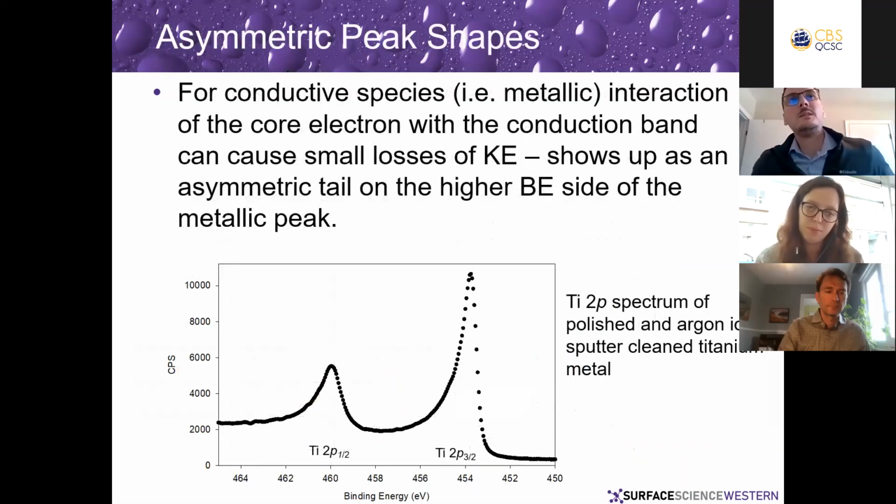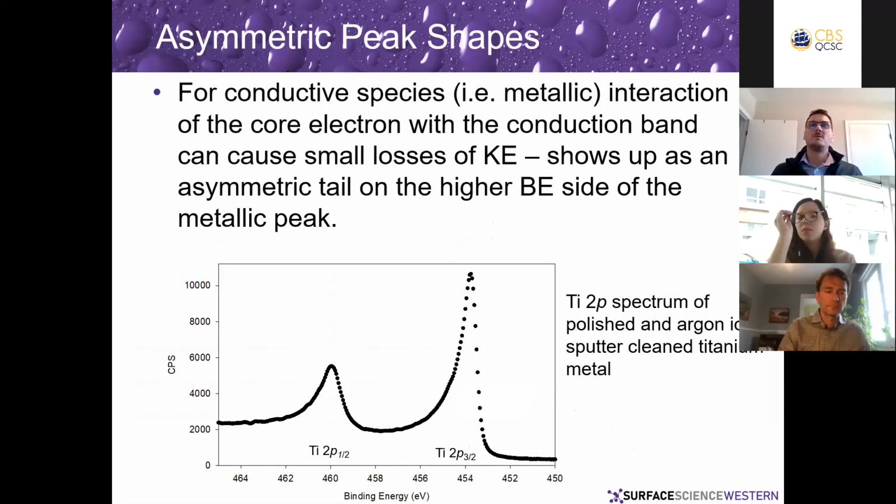For a metallic species, you get interaction of the core electrons with the conduction band, and this causes small losses in the kinetic energy. This shows up as an asymmetric tail, which you see here on this titanium metal spectrum, on the higher binding energy side of the peak. This happens for something like graphite, too. Carbon nanotubes, things that are conductive, will show this asymmetric peak shape. And so you have to model that when you're trying to quantify various systems.